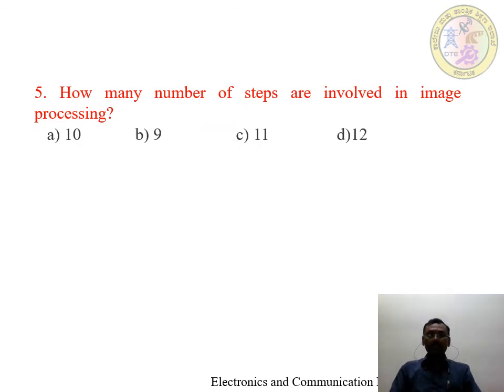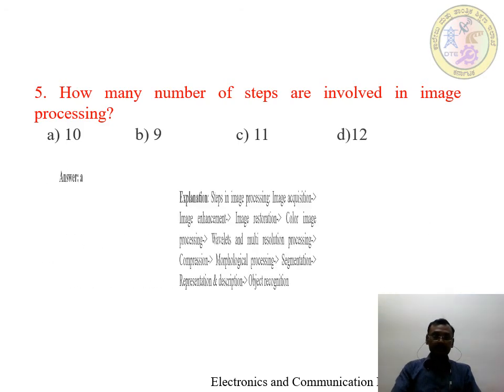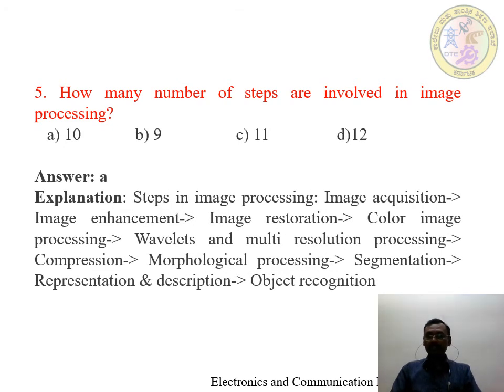Next question is, how many steps are involved in image processing? 10, 9, 11, 12. The answer is A, that is 10. Namely, image acquisition, image enhancement, image restoration, color image processing, wavelets and multi-resolution processing, compression, morphological processing, segmentation, representation and description, finally object recognition.